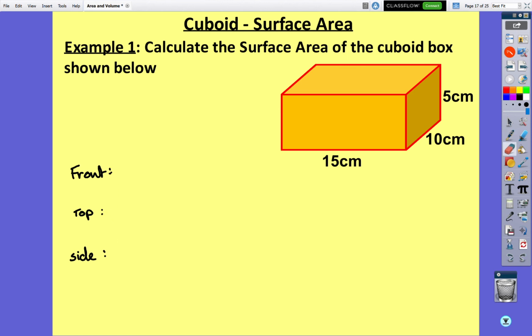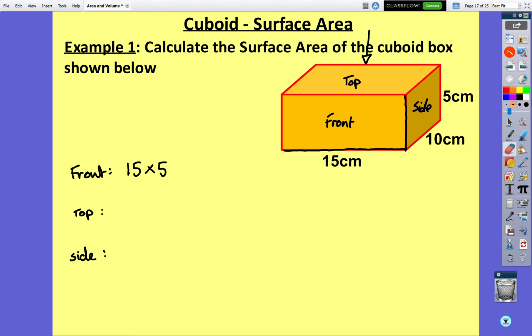Okay, so if I look at the front, I'm going to call this the front, this the top, and the side. Looking at it from the front is 15 by this height. Now the height of the thing is 5, so it's 15 by 5.